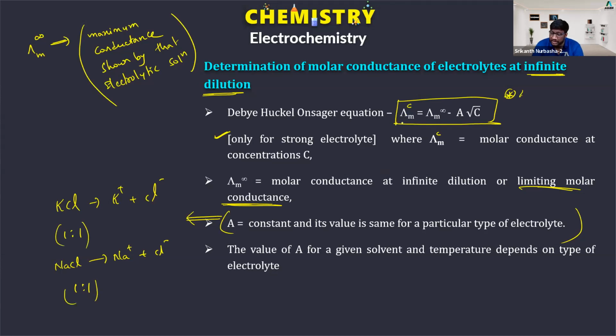So molar conductance at any concentration is equal to molar conductance at infinite dilution minus some constant A into root C. This is nothing but your Debye-Huckel-Onsager equation, which is only useful for strong electrolytes. And the value of A will be the same for a particular type of electrolyte, for a given solvent and temperature. Solvent is fixed and temperature is fixed, so it depends only on the type of electrolyte. That is, what type the electrolyte is.